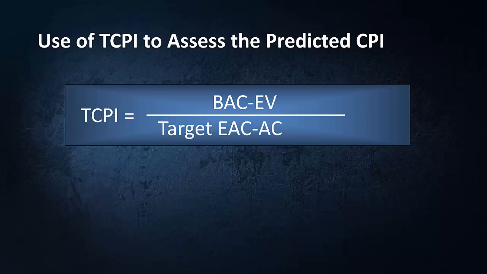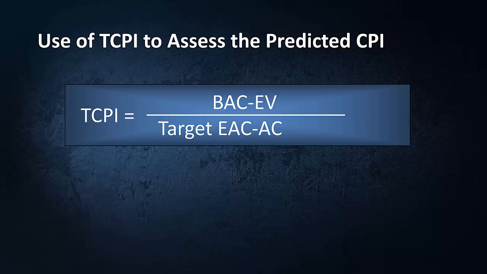The target EAC can be EAC itself, the current estimate at completion, or it can even be a management specified end result goal. It can be just a number, a dollar value, something that management has in mind and wants to assess what would be the performance for the remainder of the job in order to achieve that end target or that financial goal. So that's basically the formula for TCPI.